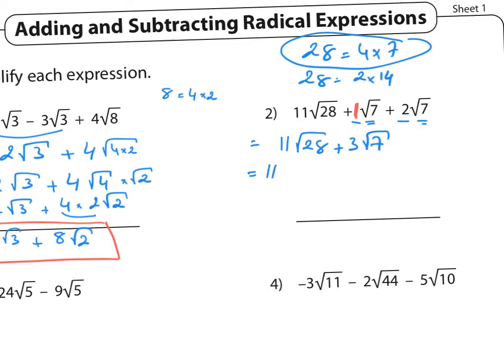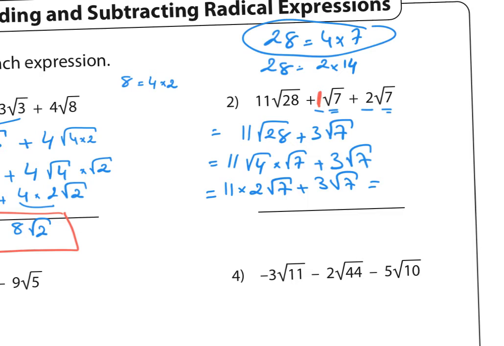So it's going to be 11 square root of 4 times square root of 7, because 28 is 4 times 7, right? So it's going to be 3 square root of 7 here. And we know that square root of 4 is 2, so it's going to be 11 times 2 square root of 7 plus 3 square root of 7. And we're going to continue here. 11 times 2 is 22. So 22 square root of 7 plus 3 square root of 7, right?